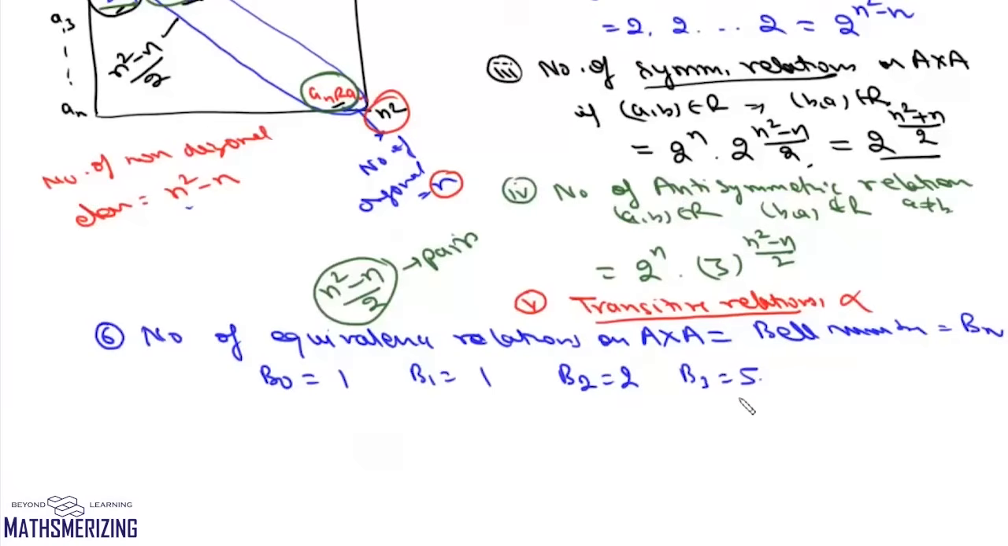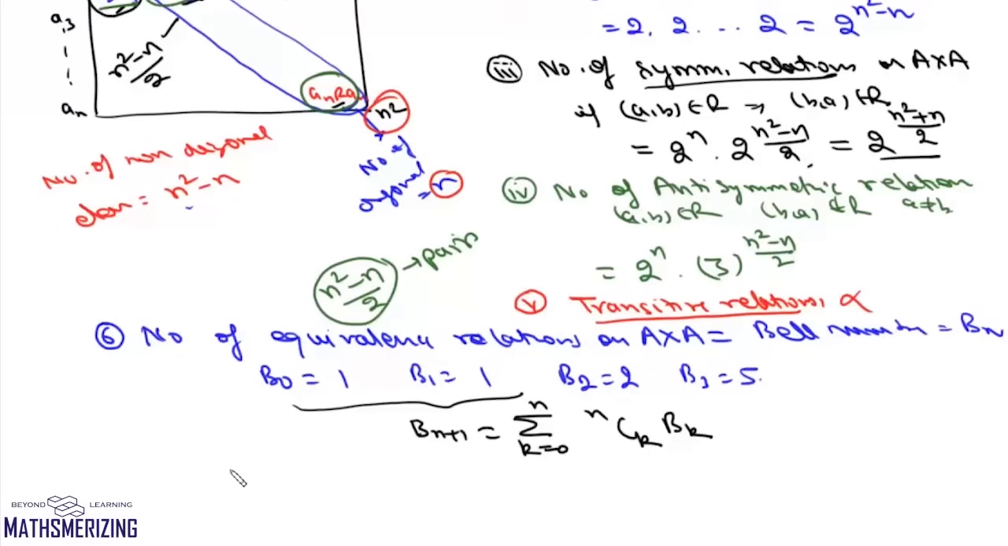B3 is 5. Now if we have to find any higher Bell number, then it is given by this recurrence relation, which is Bn+1, and it is equal to this summation, k varies from 0 to n, nCk and Bk. So all we need to do is just memorize the first few terms, and then we can use this summation to write any Bell number to find the total number of partitions, which is equivalent to the number of equivalence relations defined on A cross A.